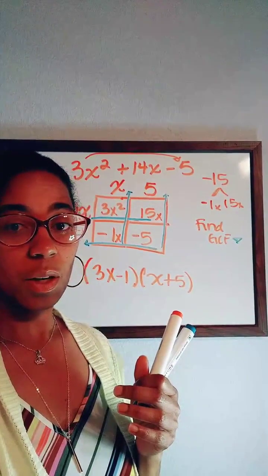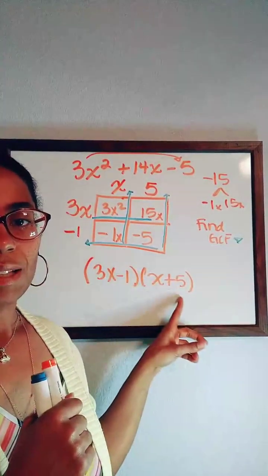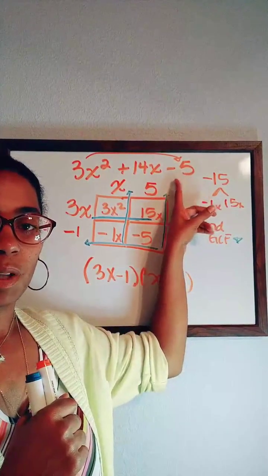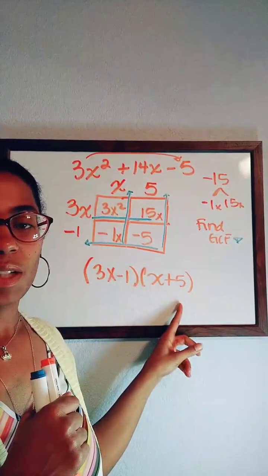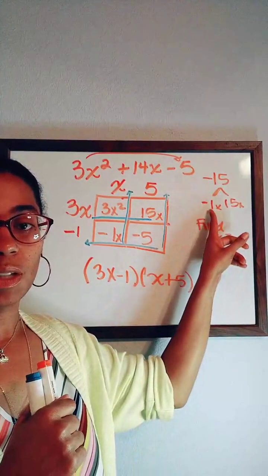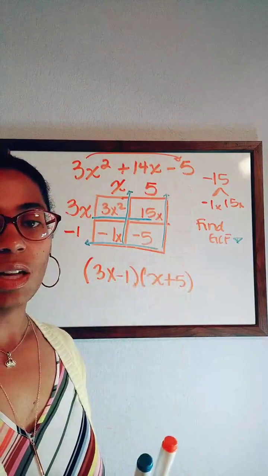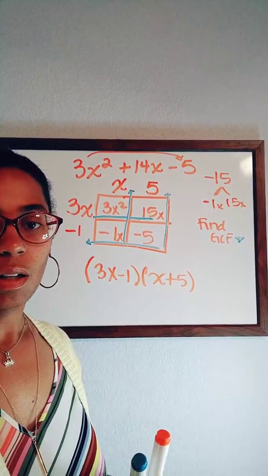What's a two-set equation? No, if I made this a negative 5, that would end up giving me a positive 5 at the end of my answer, and that wouldn't be correct. So 3 times x is 3x squared. 3 times 5 is positive 15, and then negative 1 times x is negative 1x. And I need to add those like terms together to get me a positive 14. So I couldn't put a negative 5, okay?